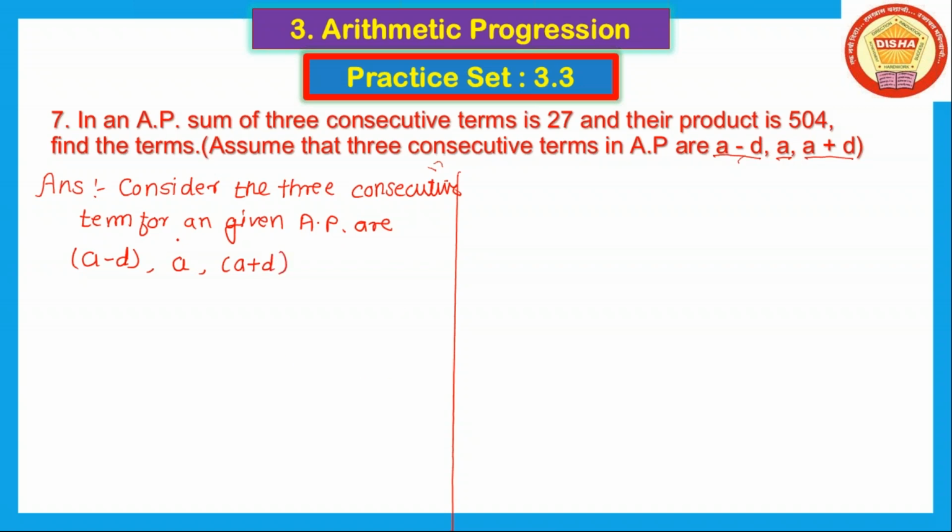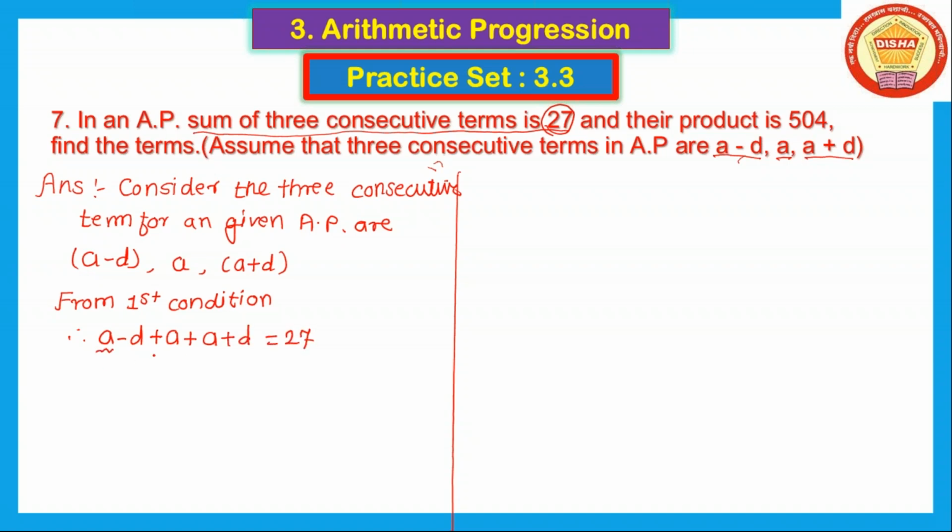Then again we see in the question what is given here. What is the condition? The sum of three consecutive terms is 27. This is the first condition. So we write here, from the first condition, we have to take the sum of those three consecutive terms, and that sum is equal to 27. So here we write A minus D plus A plus the third term A plus D is equal to 27.